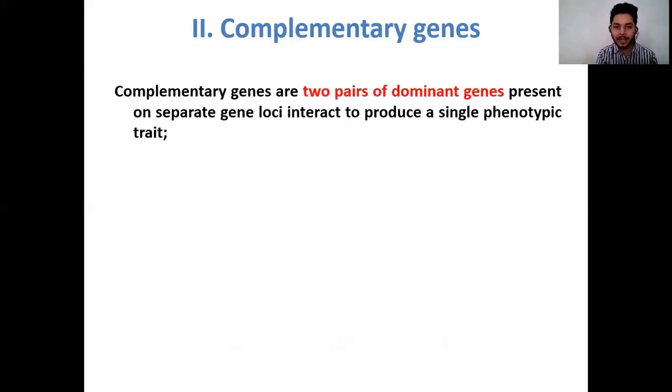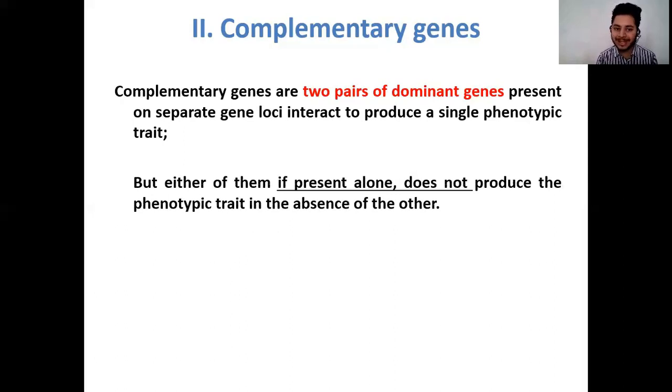So let us see what we mean by complementary genes, and how they show this complementarity. Complementary genes are two pairs of genes. They are non-allelic genes because they are present on separate gene loci. These are two sets of dominant genes on separate loci, such that these genes interact with each other to produce one single phenotype or phenotypic trait.